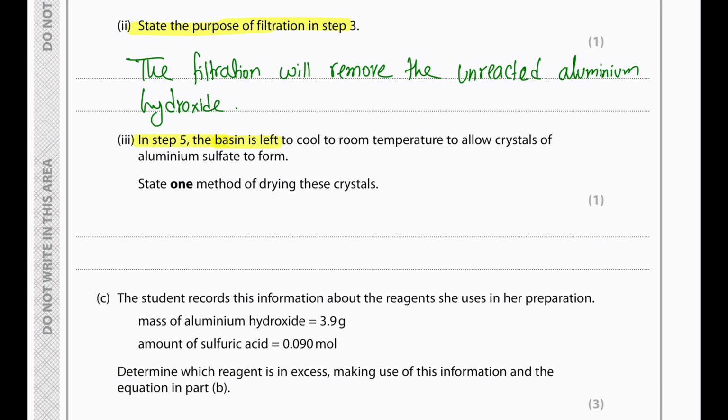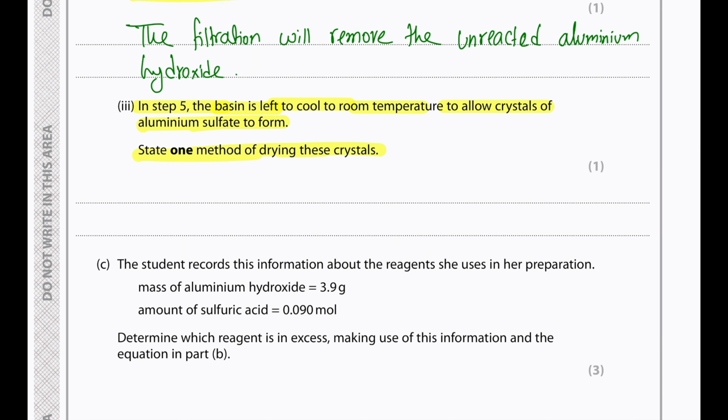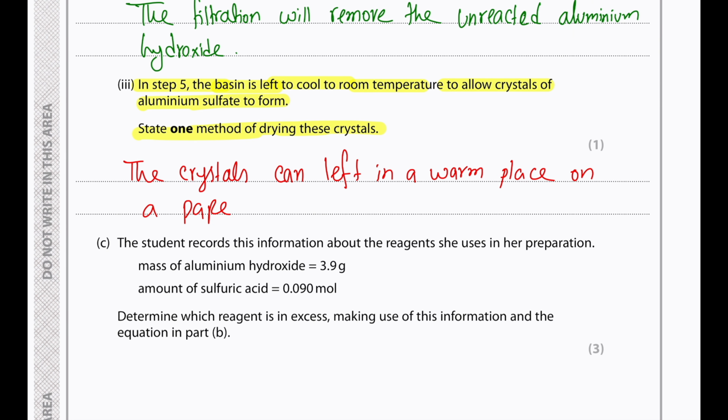In step 5, the basin is left to cool to room temperature to allow the crystals of aluminium sulfate to form. State one method of drying these crystals. We can leave the aluminium sulfate crystals in a warm place on a paper towel.